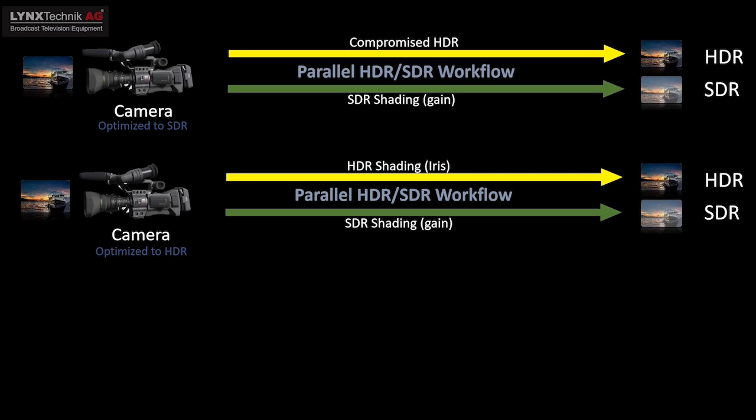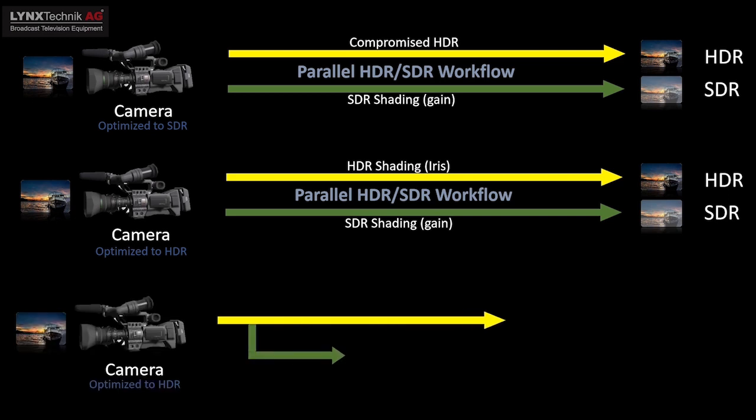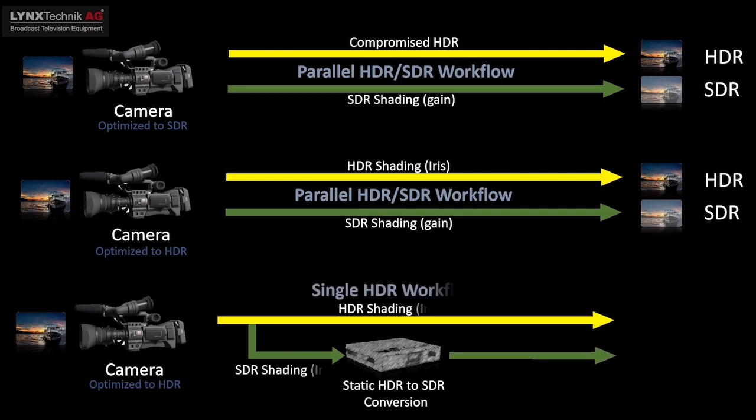via gain adjustment. The third approach is to have a camera optimized to HDR and down convert the signal from HDR to SDR via static conversion. This approach works well for studio environment where the lighting conditions do not change dynamically, but it is not suitable for outside live broadcasts. All these approaches require a lot of resources and are expensive to manage.